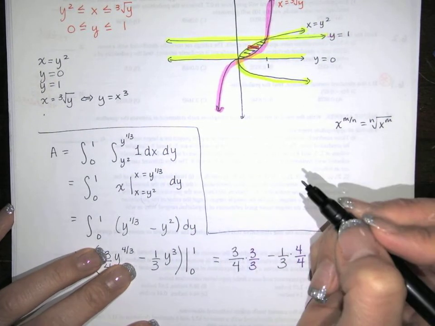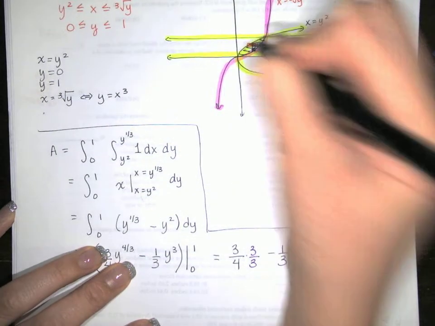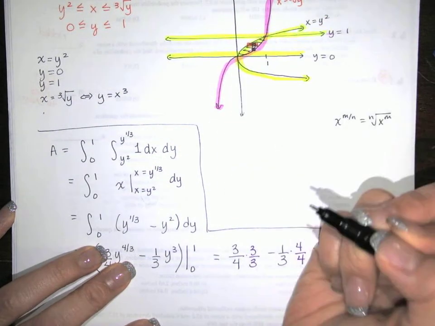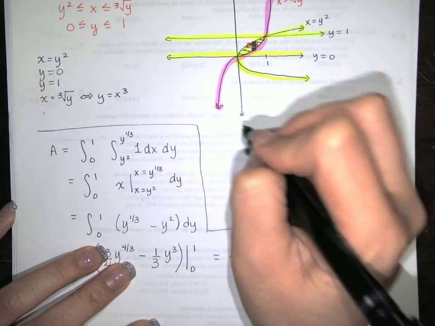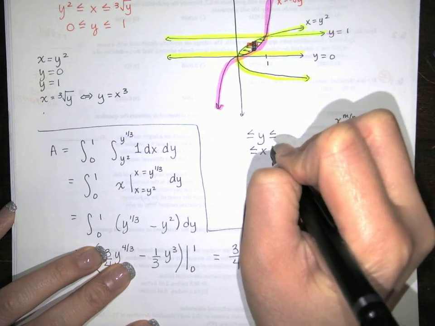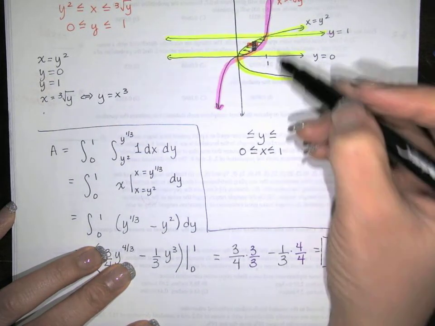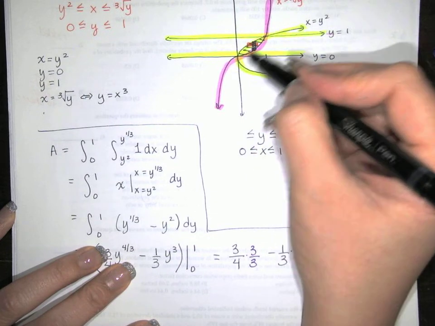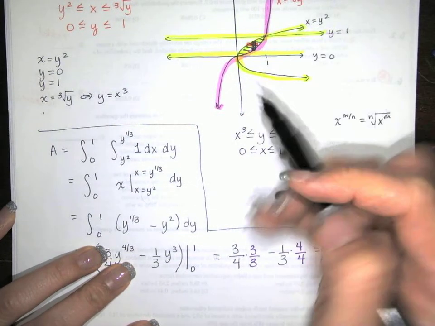Let's think about it. So y goes from the bottom function to the top function, and x goes from a constant to a constant. So x is going from 0 to 1, and y is going from this function, which we've already solved for y. Y is equal to x cubed there.